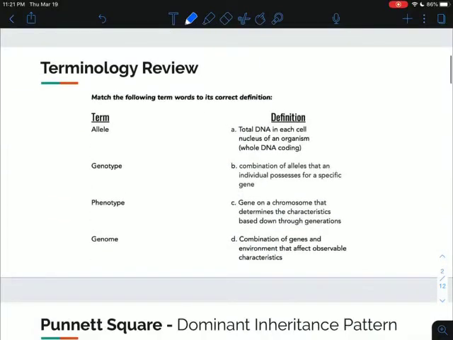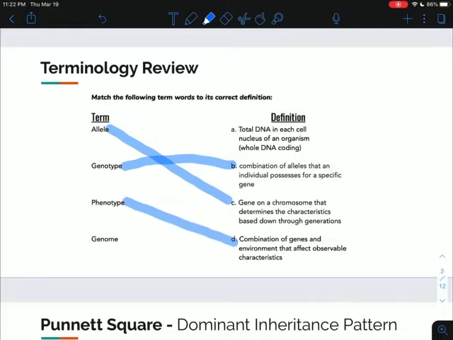All right, so before we get started, I have to make sure that we understand some basic terminology here, okay? These are terms from chapter 10. An allele is the gene on a chromosome that determines the characteristics that is passed down through generations. The genotype is a combination of those alleles that gives a specific gene. The phenotype is a combination of genes plus the physical environment to make that physical characteristic. And then genome is the total DNA in each cell of the nucleus, so it's that whole human code.